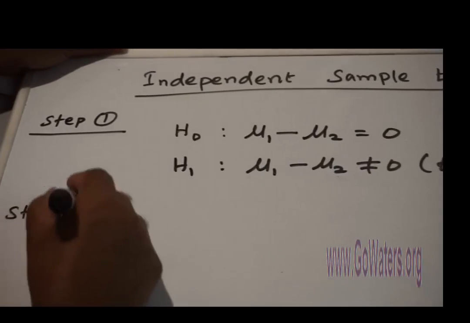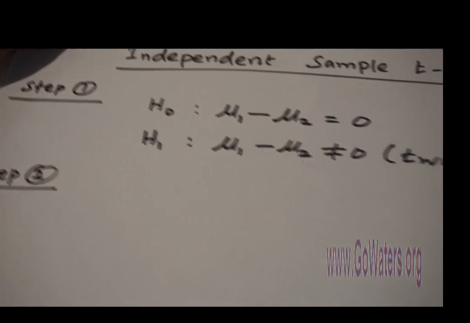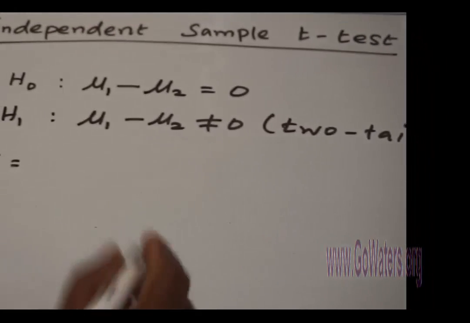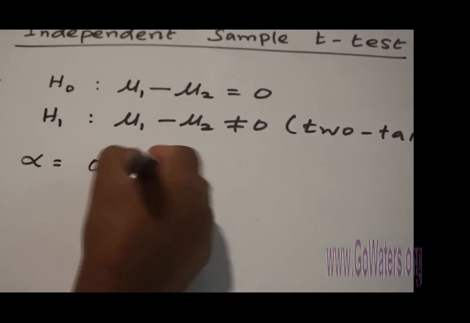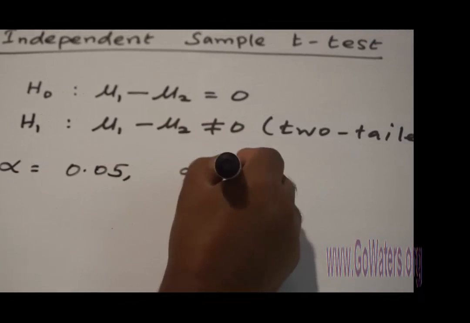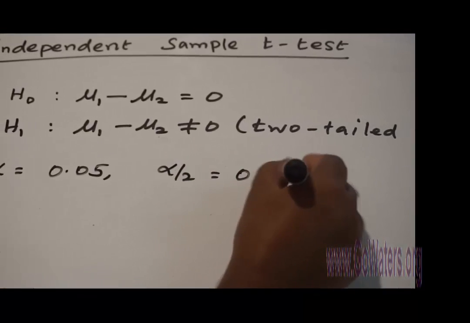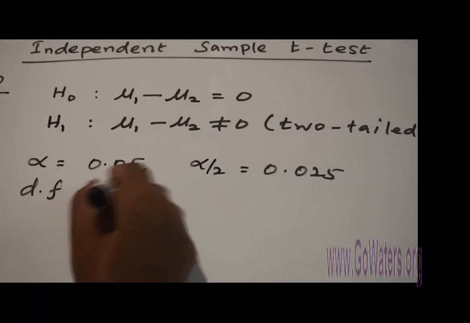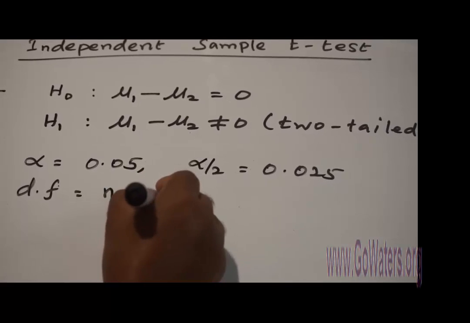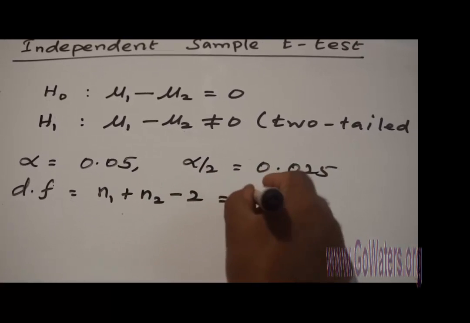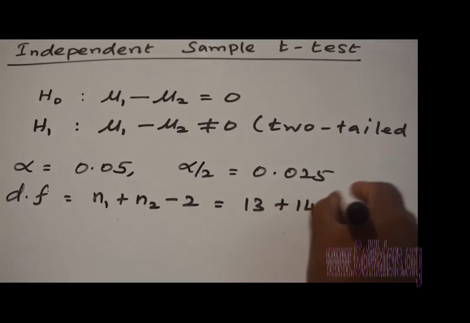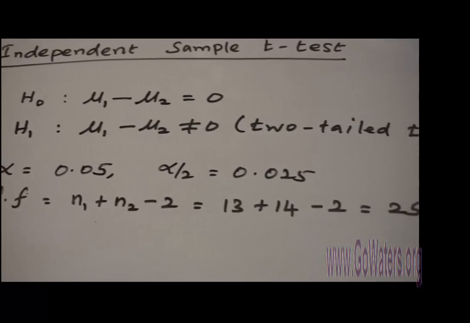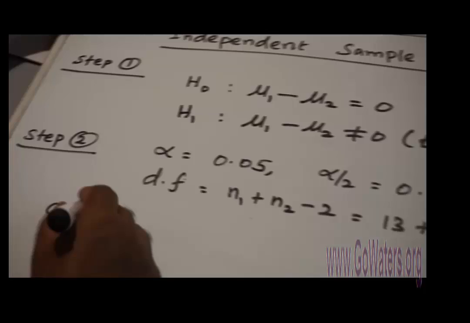Step 2, you need to say alpha equals 5% significance level, so 0.05, and then alpha by 2 equals 0.025. The degrees of freedom, because it's two independent samples, equal n1 plus n2 minus 2. So that is 13 plus 14 minus 2, equal to 25. Now the critical region.